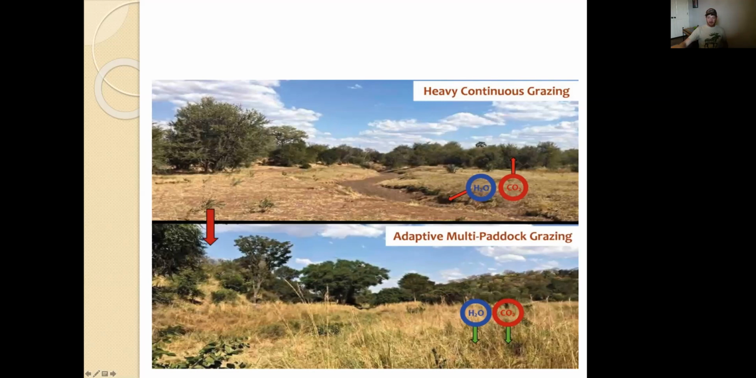So now we have water and carbon dioxide going into the ground versus water and carbon dioxide leaving the ground. So not only am I making more money, but I'm also helping out the environment. It's a crazy thought, isn't it?